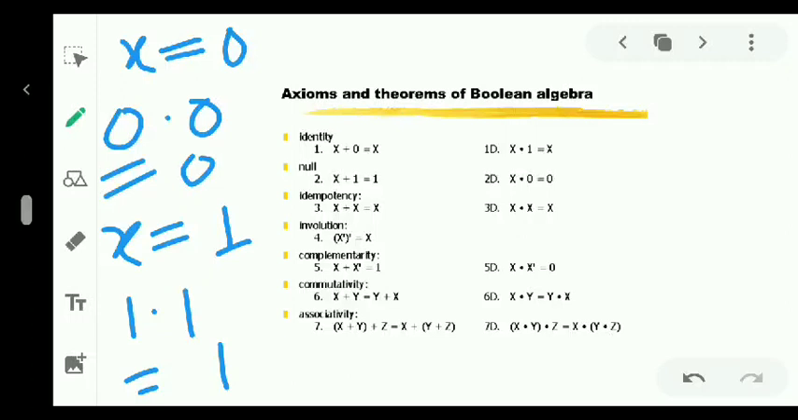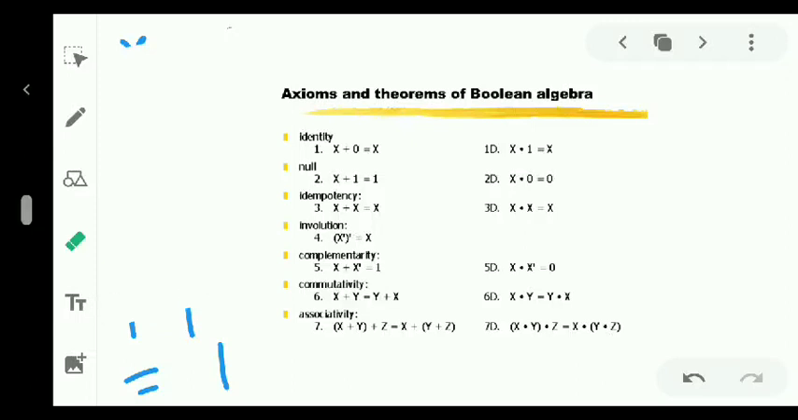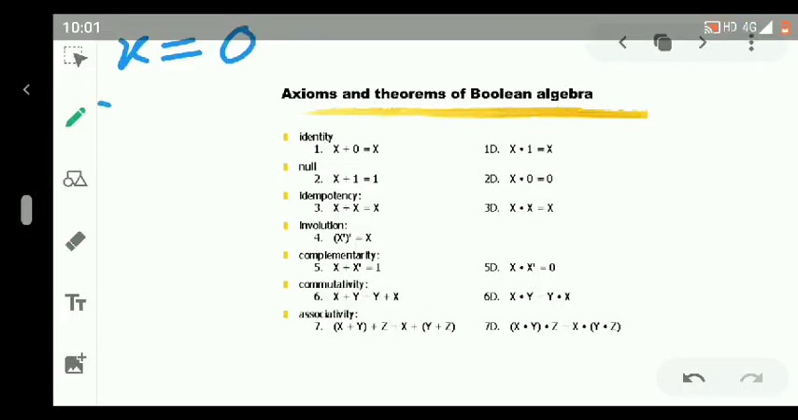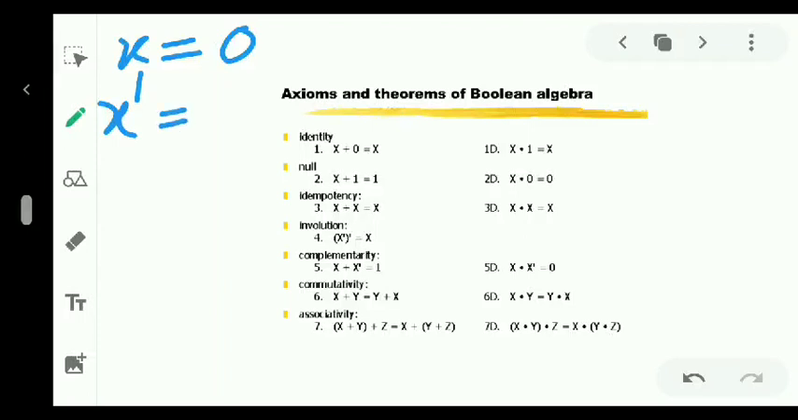Now we will go for the involution rule. Involution rule says if you find out the double complement of x, then it will result in the x value. How? Suppose x value I am taking 0. So x complement means the not operation is applied, then we will just get the opposite value. So if you are passing 0, then x bar will give you the 1 value.